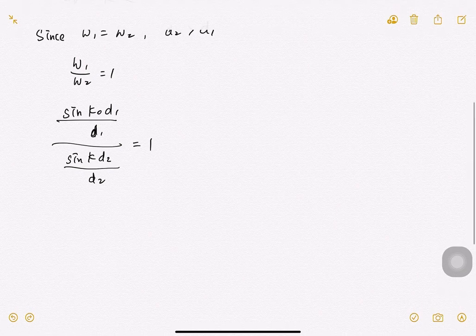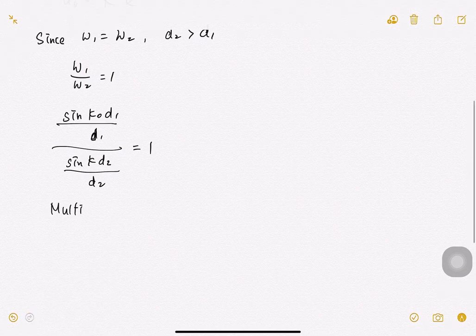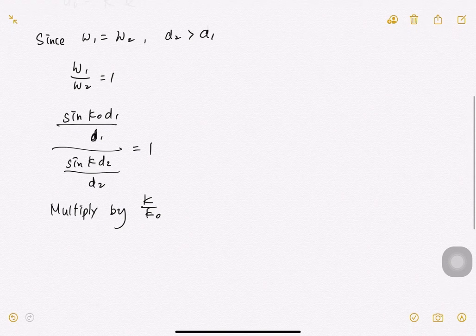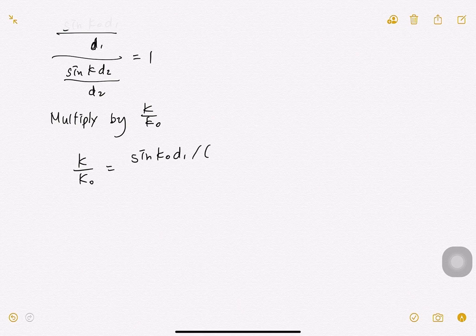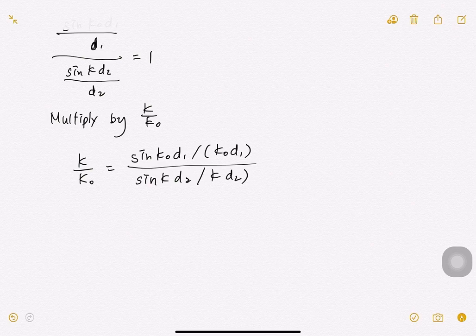Okay, and then we multiply the whole equation by k over k naught on both sides, and then we can have k over k naught equals to, so this is the dispersion relation that we have. It's larger than 1 because we know that d2 is larger than d1.